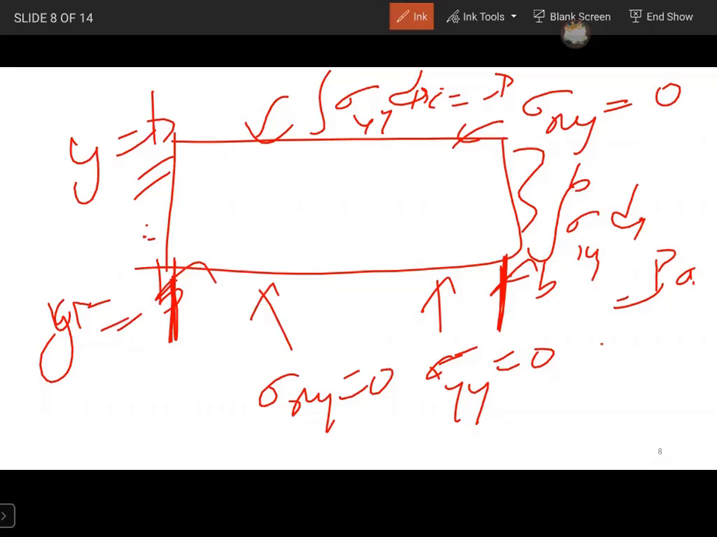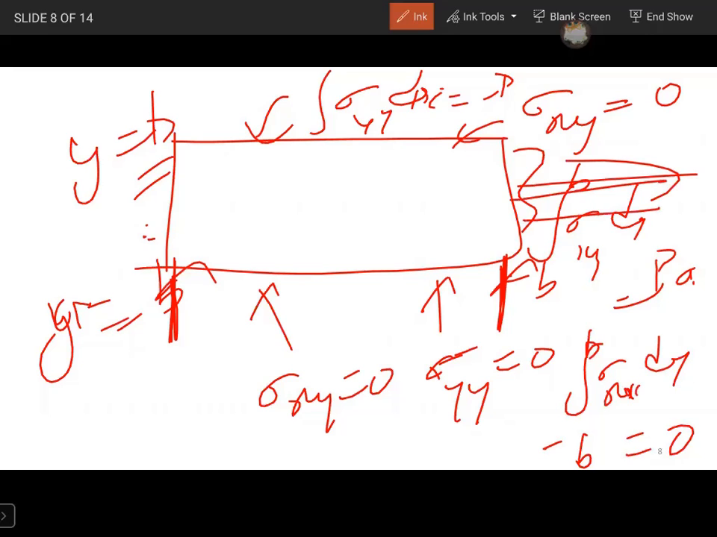Likewise, the other condition is sigma xx dy from minus b to plus b is 0, because there is nothing acting along the horizontal x direction. This is the figure which you had, and these are the weak boundary conditions. Sigma xy dy from minus b to plus b is equal to P a. Realistically speaking, there is actually no such term. The actual force is acting at the bottommost, the bottom right corner. So we have sort of given a weak condition to solve the problem.